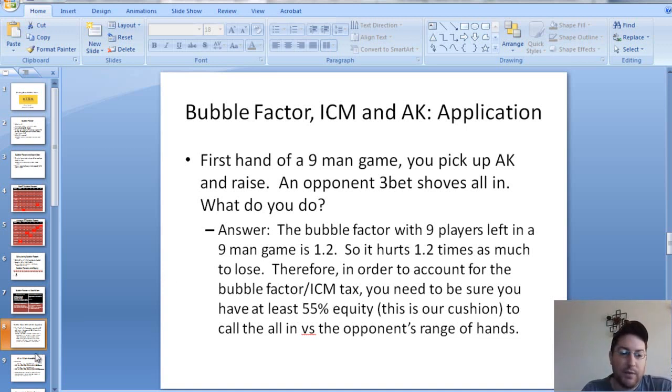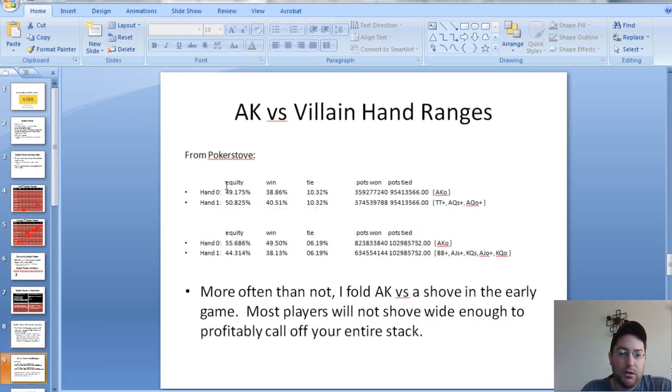So what's 55%? Here's something I just copied from Pokersavvy. If we look here, typically in the early stages of a game, most people know not to go all in too lightly. So let's say somebody shoves all in on you with pocket tens and ace queen at the worst, which, even ace queen's pretty wide, but let's just give him ace queen for the time being.